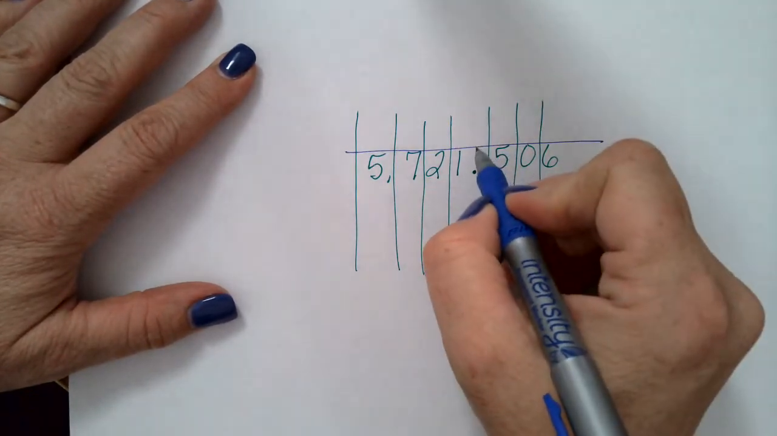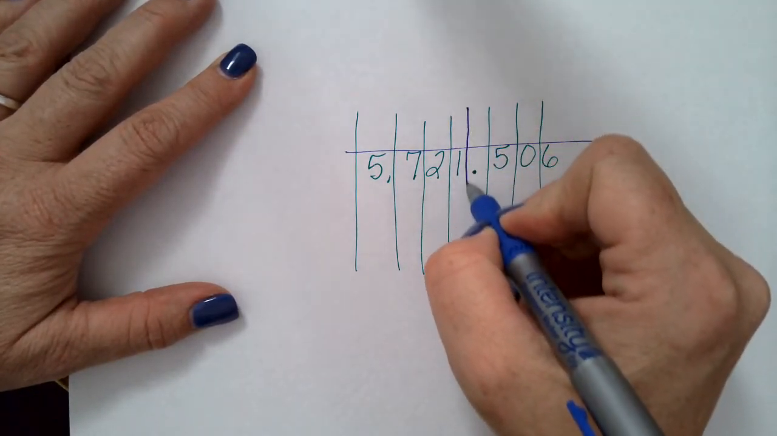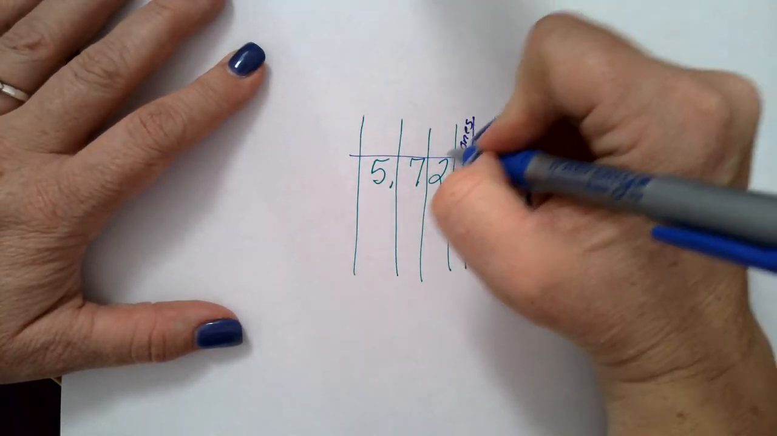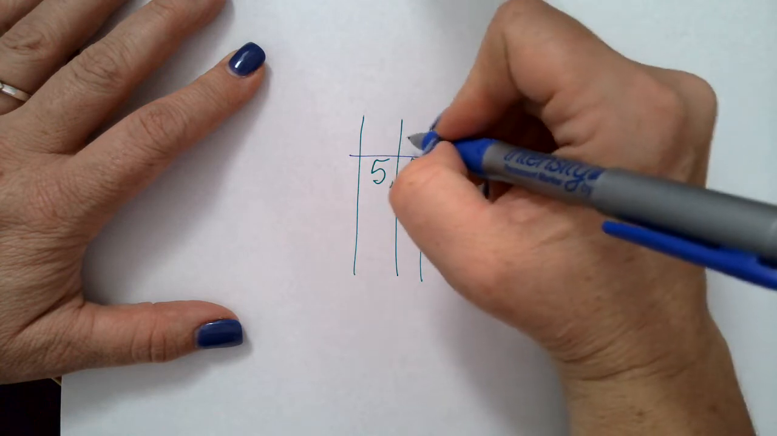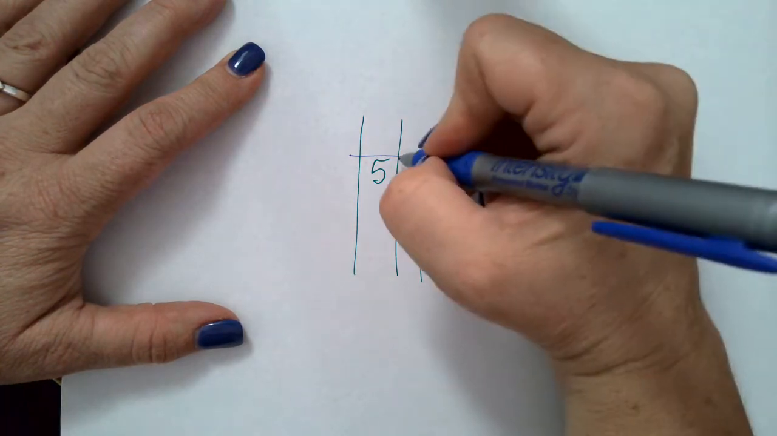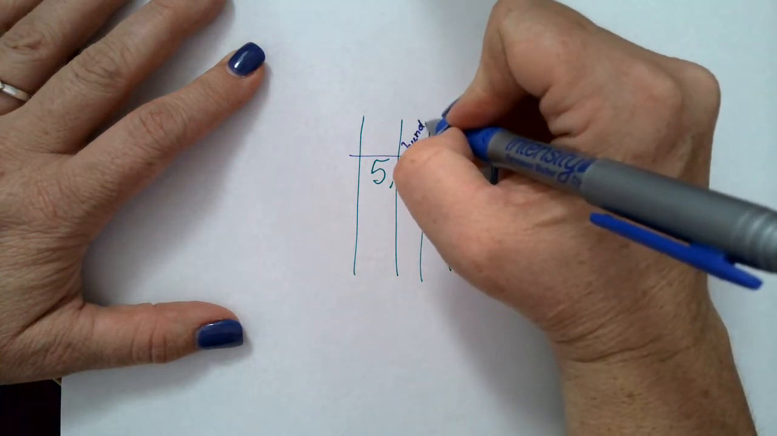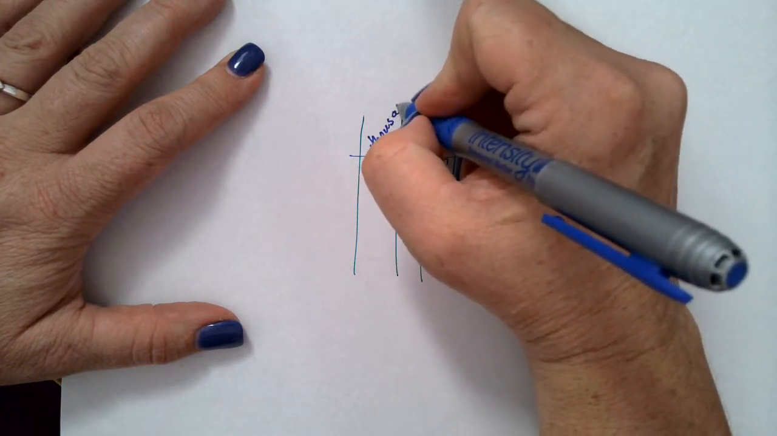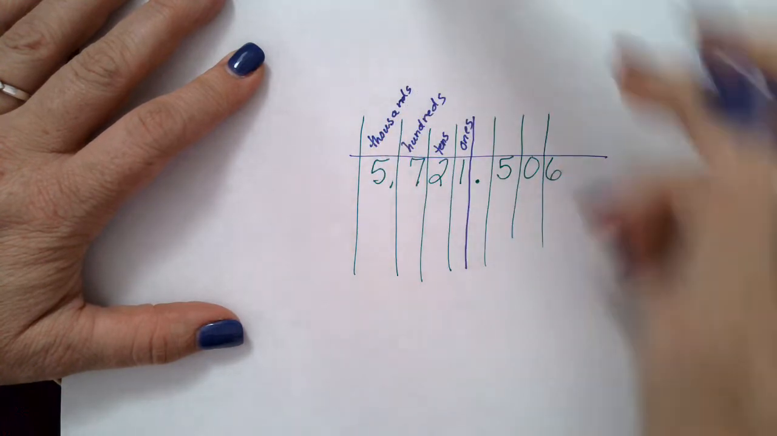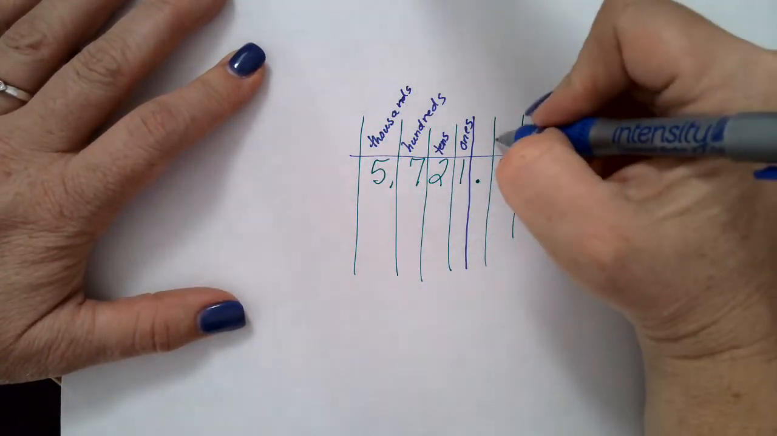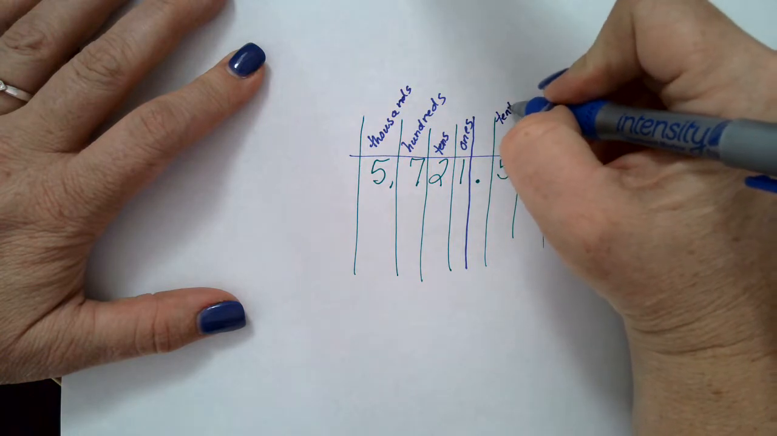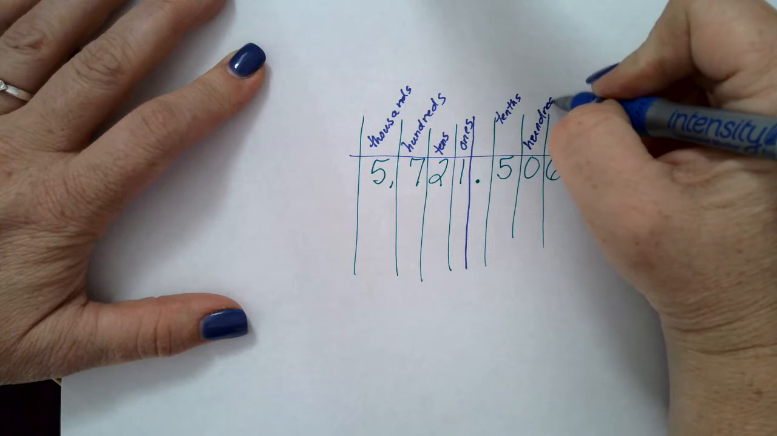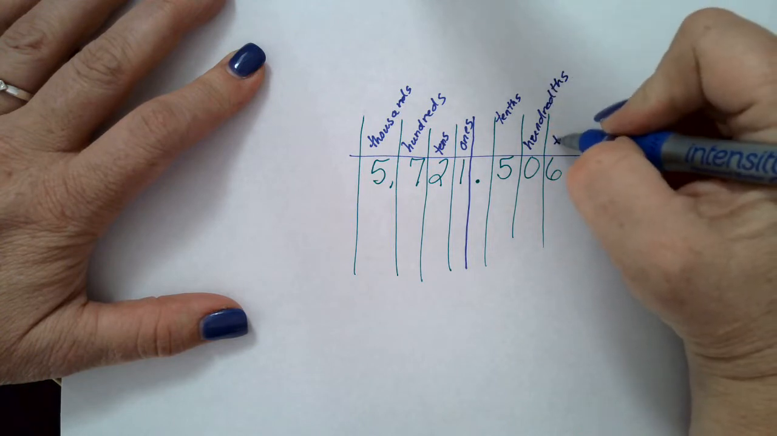So when we look at the decimal, this decimal point actually gets its own little place value right here. And then we have the ones, we have the tens, we have the hundreds, not the sevens, hundreds. And then we have the thousands. Working the other direction, we have the tenths, hundredths, and we have the thousandths.